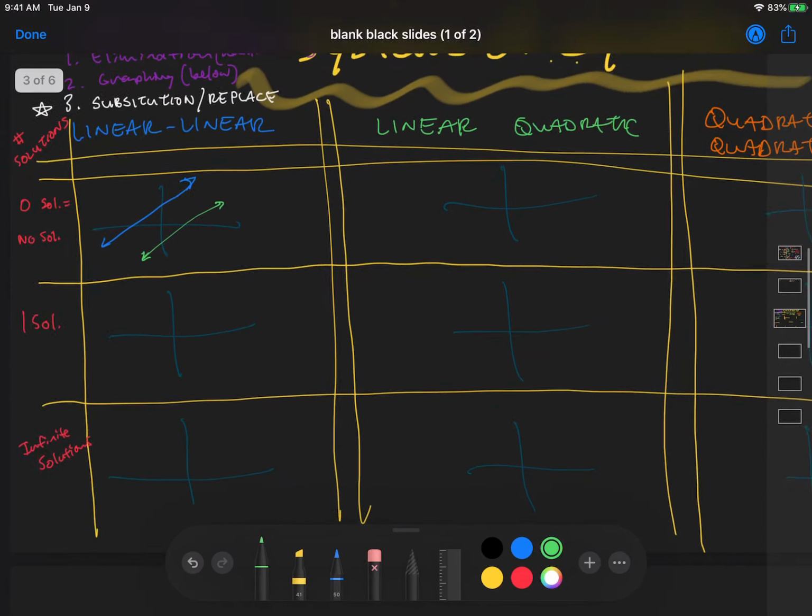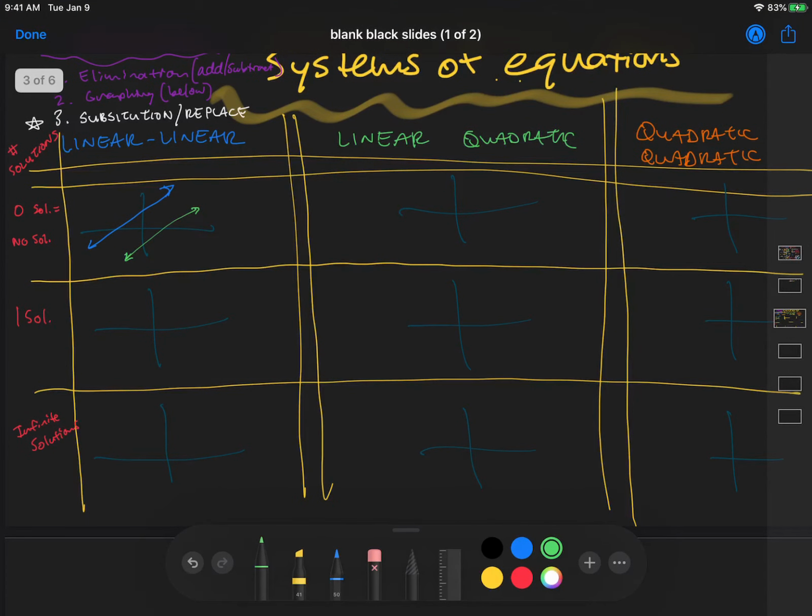Let's try a linear and quadratic that has one solution. We could draw a quadratic here. Let's say that goes this way. So then our intersection, the one solution, would be that red dot.